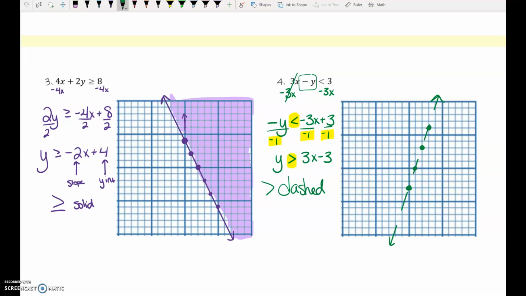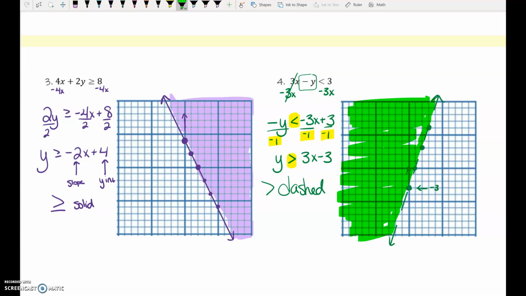Greater than, so we shade up, we shade bigger. So I like to put my pencil on the y-intercept. Right here, the y-intercept is negative 3. I want y values bigger than that. Negative 2, negative 1, 0. That's the side of the line I want to shade. I want to shade up here. And again, your shading doesn't have to be super neat as long as you know which side of it is shaded for you.